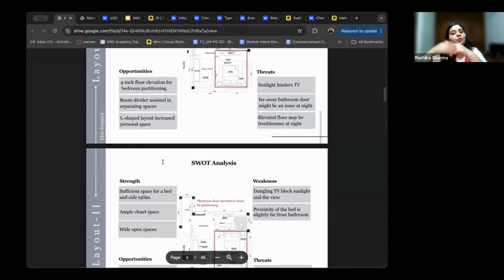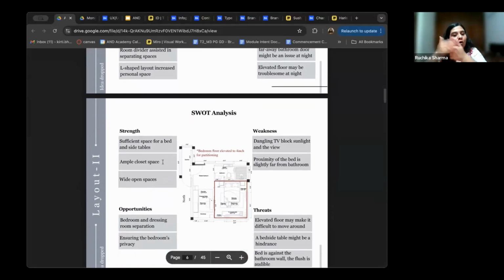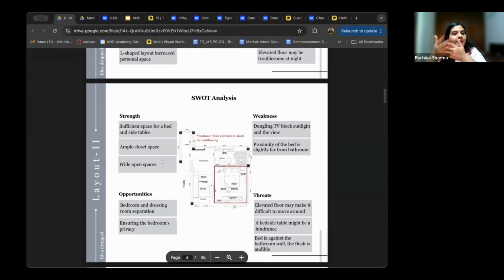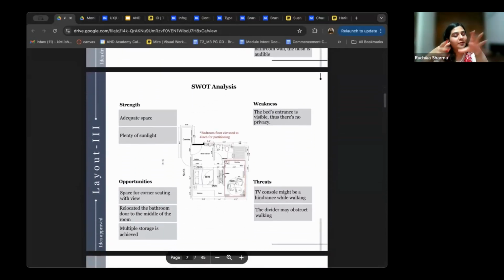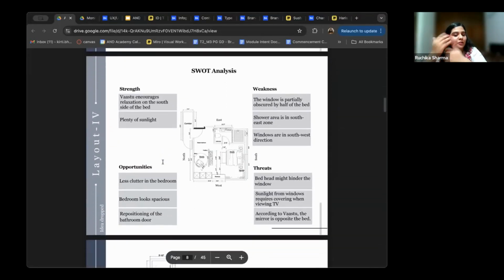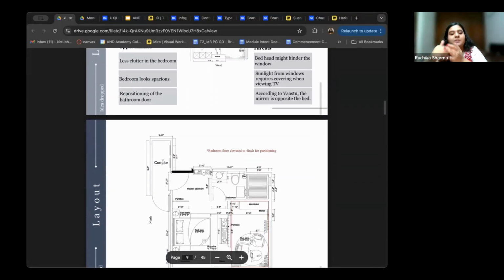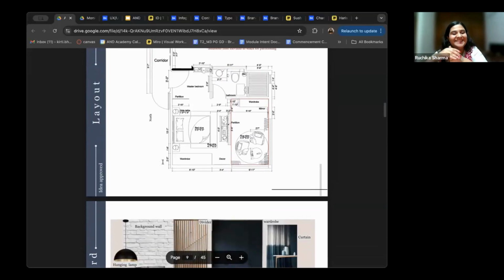So they try to figure out what exactly is the optimized layout that a client would want, or what is the best that would suit the client. For this, they conduct the SWOT analysis. So multiple iterations of the layouts also. And we can keep going.